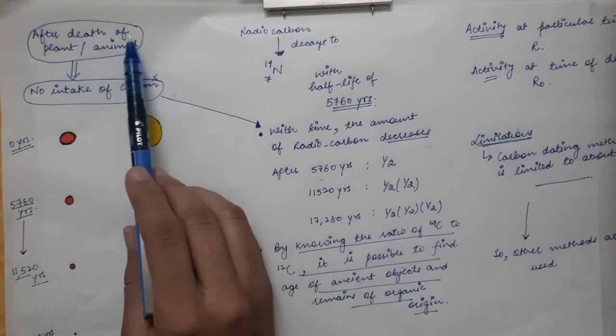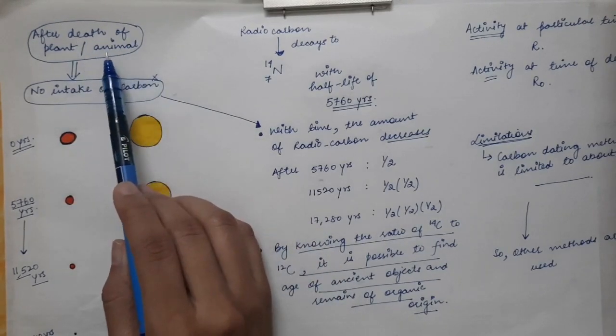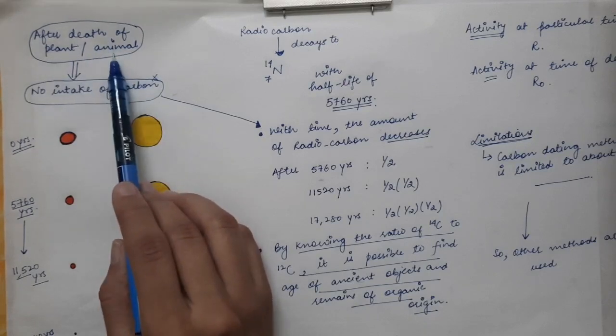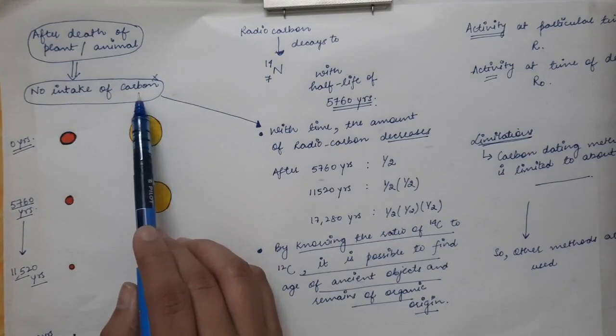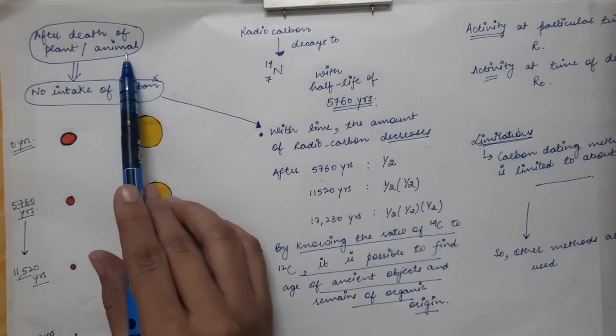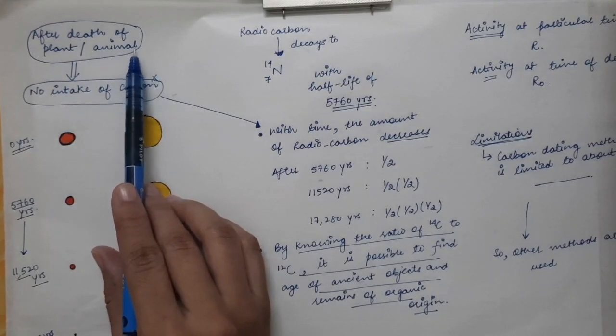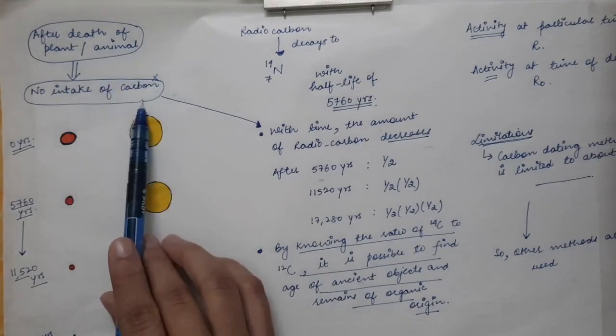But now after the death of the plants or animals, what happens after the death of a plant or animal? There is no intake of carbon. The intake of carbon is only when the plant or animal is in living form. As soon as they die, there is no intake of carbon.